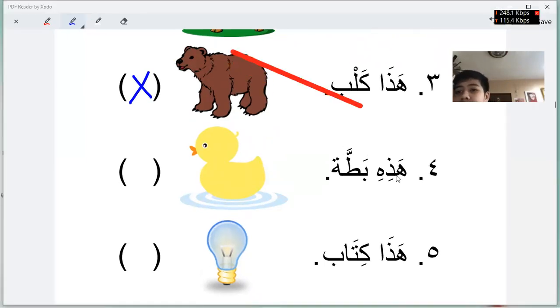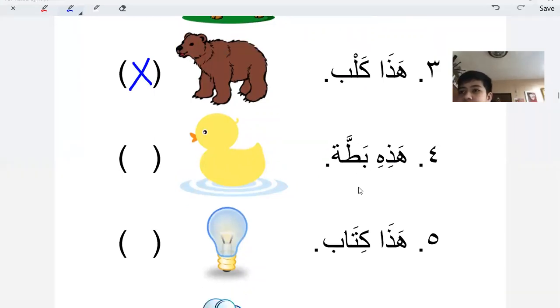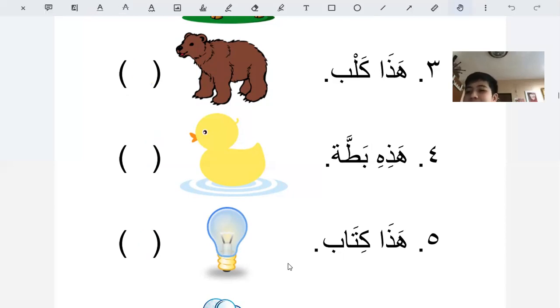Next. Hazihi batta. So is this sahih or khata? Hazihi batta means this is a duck. And in the picture we also see a duck. So you will say sahih. Good. Next. Haza kitab. What is the meaning of haza kitab? This is a book. Good.